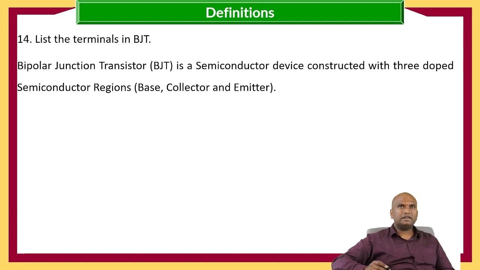List the terminals in BJT. BJT is a semiconductor device constructed with three doped semiconductor regions: base, collector, and emitter.